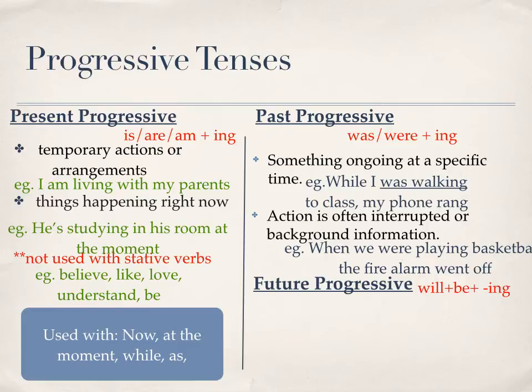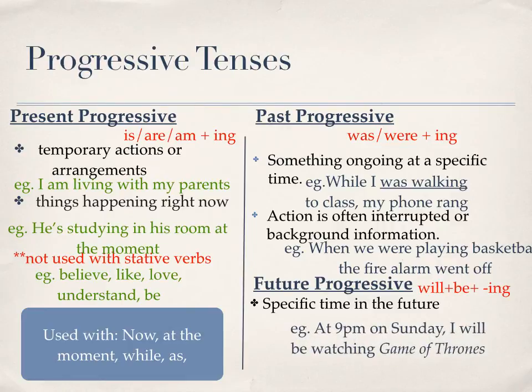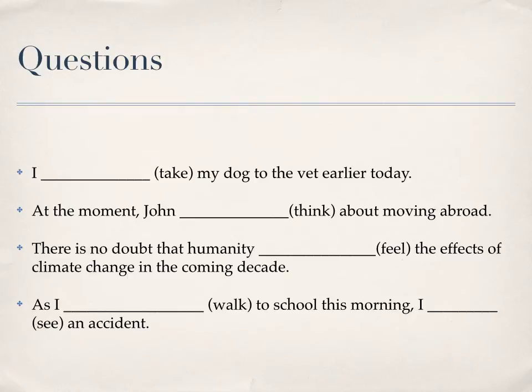Lastly, the future progressive, very rarely used. It's not very common. But if we have a specific time in the future, we can predict what we're going to be doing. Then at 9 p.m. on Sunday, I will be watching Game of Thrones. Okay. Let's just have some quick questions on these. There are 4 questions here, and I'd like you to try to put the verbs in parentheses into the correct form. Okay, so have a think about that and choose the correct form for each one.